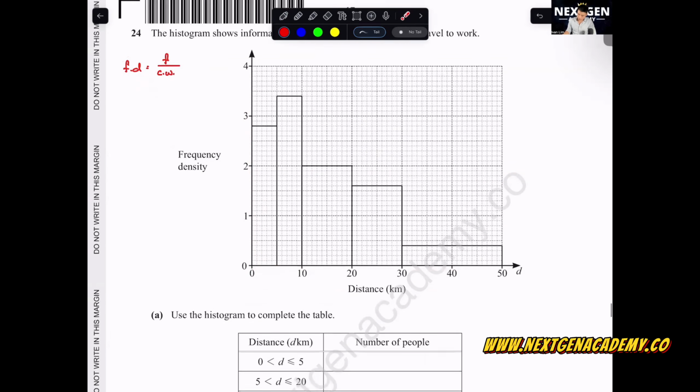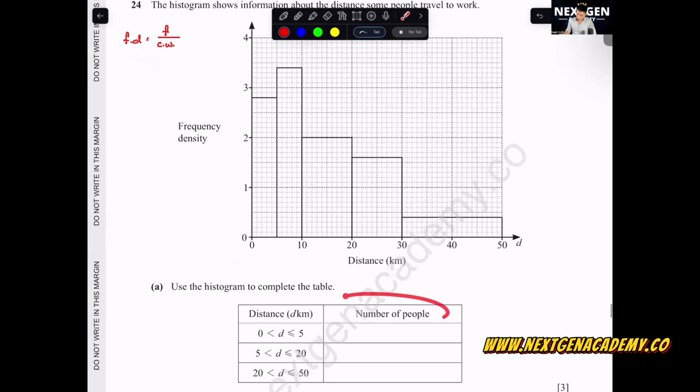So now they say use the histogram to complete the table. They want us to find number of people. Number of people is represented by frequency. And I want you all to look at the class over here. They are giving you 0 to 5, then 5 to 20, then 20 to 50. That means some of this, the frequency we have to join together, okay, based on this frequency density.